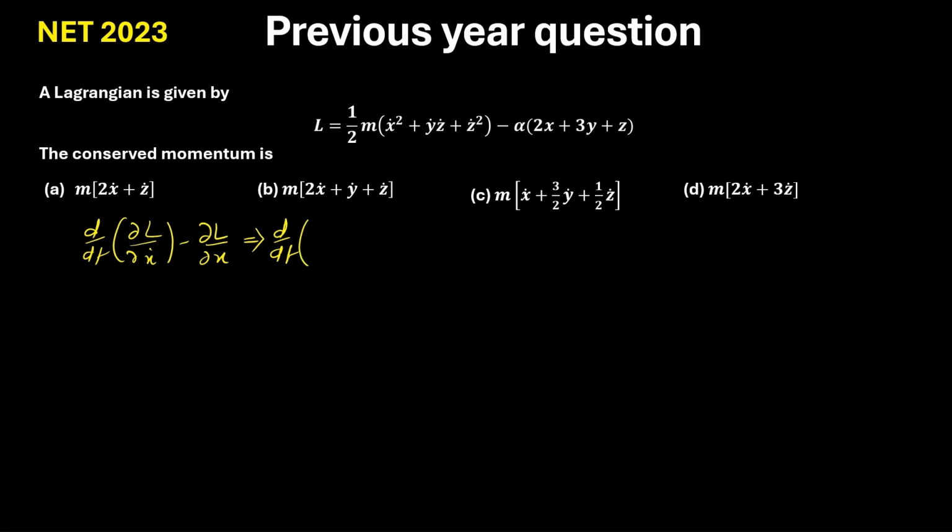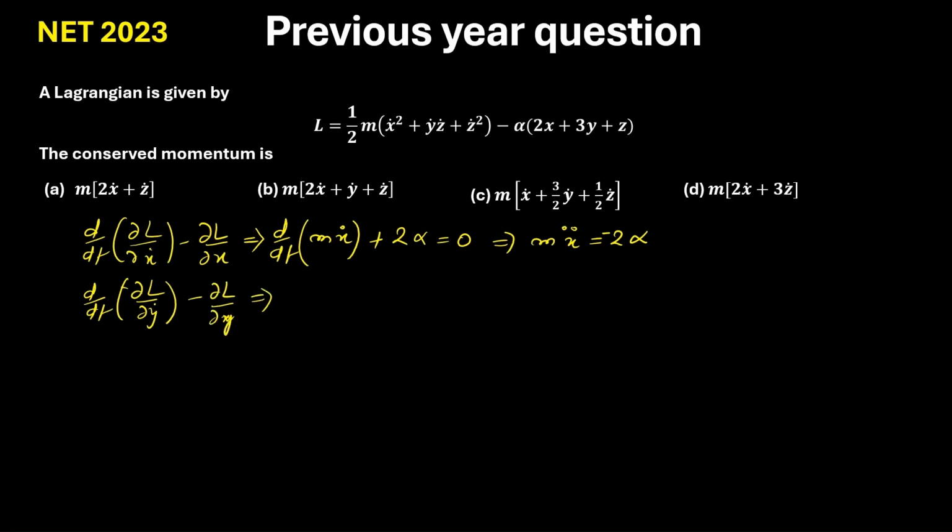And if we differentiate, we'll get m x dot, then minus 2 alpha, and this will be equal to 0. So from this, we get m x double dot is equal to 2 alpha. Now this one should be plus, so it will be minus 2 alpha. Similarly, we can write for y.